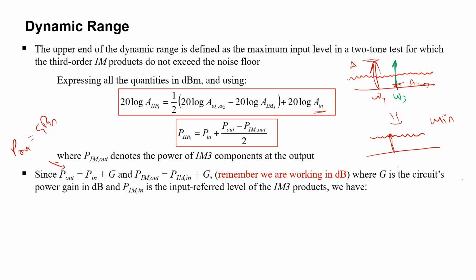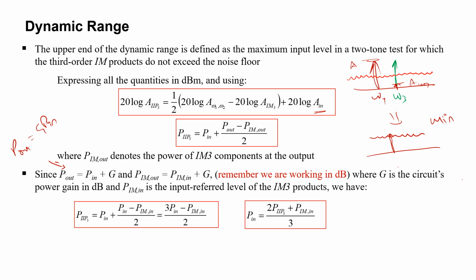Where G is the circuit's power gain in dB and PIM in is the input referred level of the IP3 product. Having said that, the third order intercept point at the input will be equal to P in, that is the input power, plus P in minus PIM in divided by 2, which will eventually give me this equation.